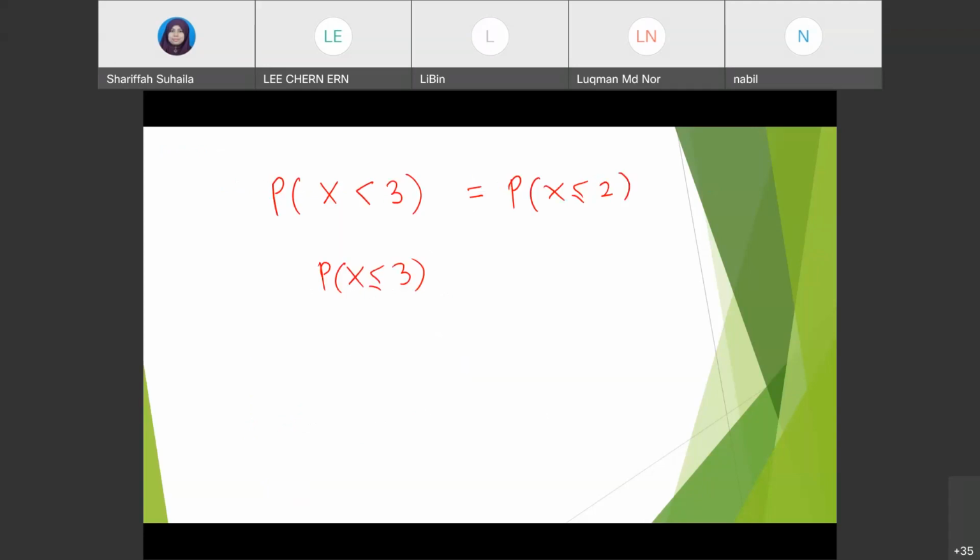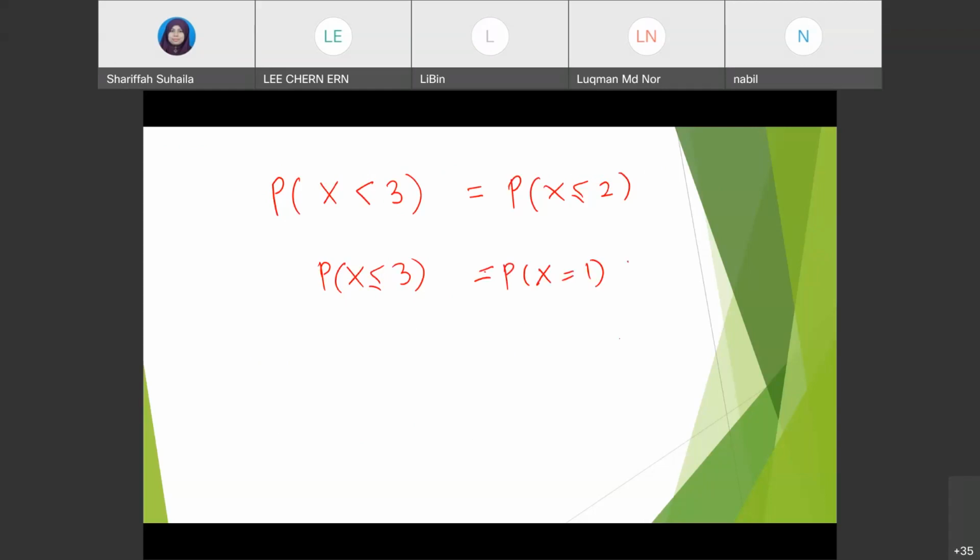for example, we start from x equals 1. So probability x equals 1 plus probability x equals 2 plus probability x equals 3. For example, if our x starts from 1. So that is the main difference between discrete and continuous.